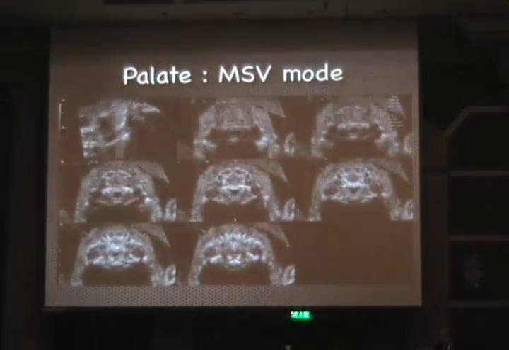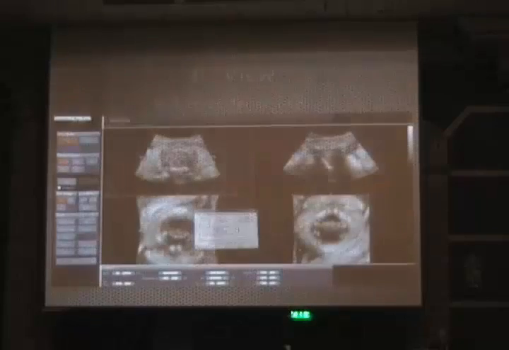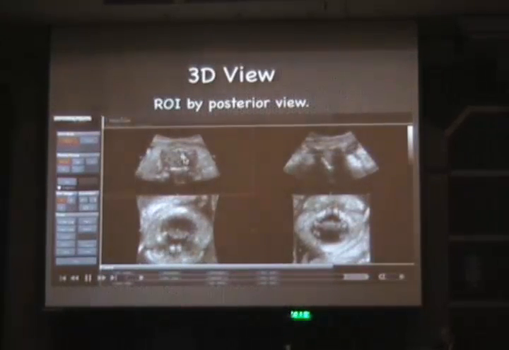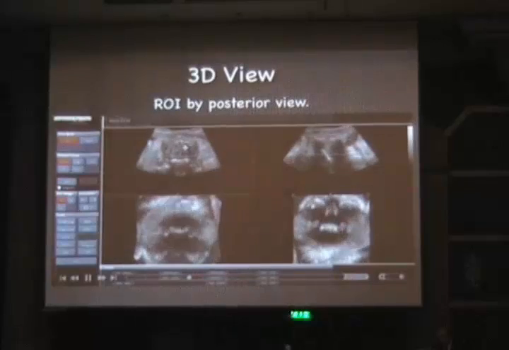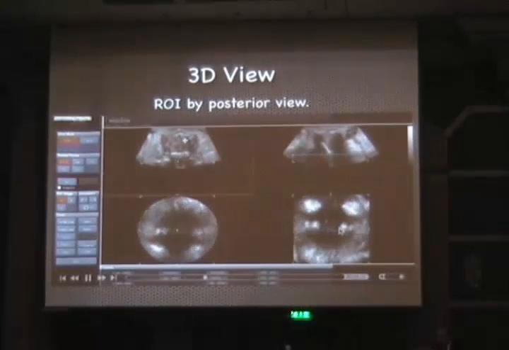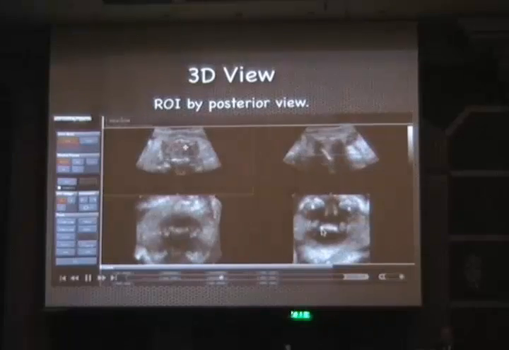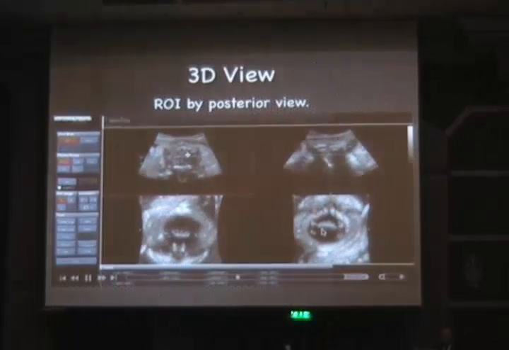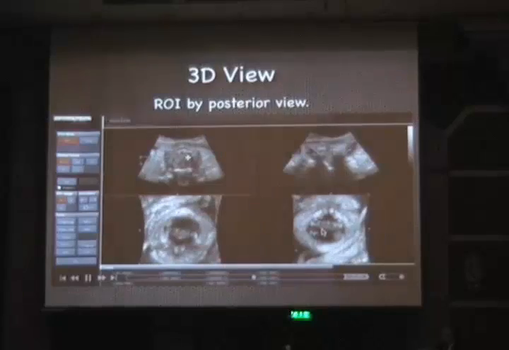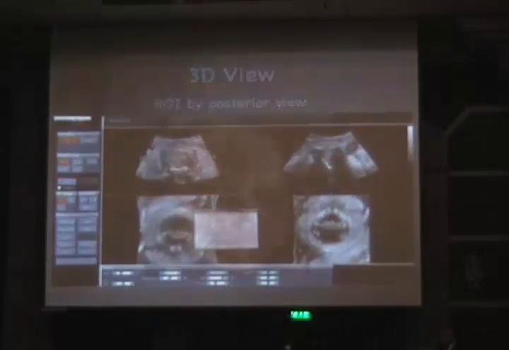You can use the multi-slice mode. You have a volume, and then you cut several times, and you can see if the palate is normal or not normal. And you can even do the 3D render. It means that you have the volume, and you can move to the posterior view like this. You can see here the palate. So you are sure it is normal. You can take this volume and work on it in the evenings to be sure if there is a cleft palate or not.